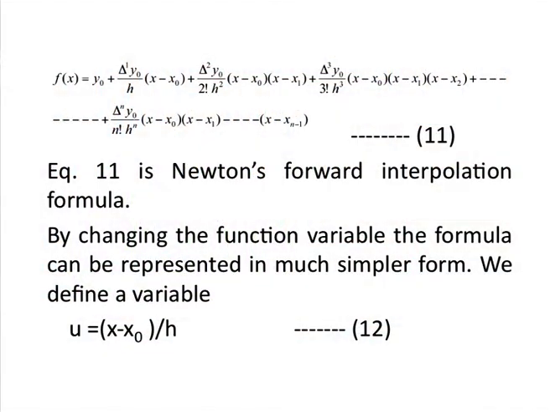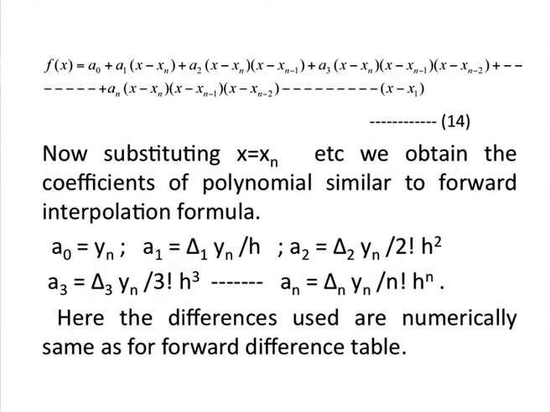So, we can write a similar formula as in equation 11, but we will start the trial polynomial from the bottom of the difference table. In equation 14, we write the trial function with coefficients a0, a1, but the multiplicative factors as x minus xn, x minus xn multiplied by x minus x(n minus 1), and so on. The coefficients are now calculated by substituting x equal to xn, x equal to x(n minus 1) repeatedly up to x equal to x1.